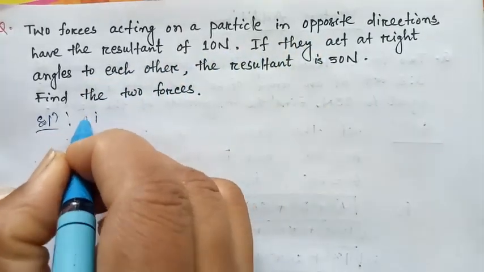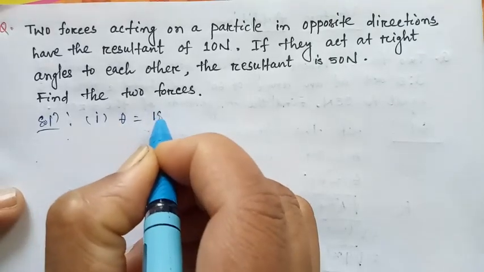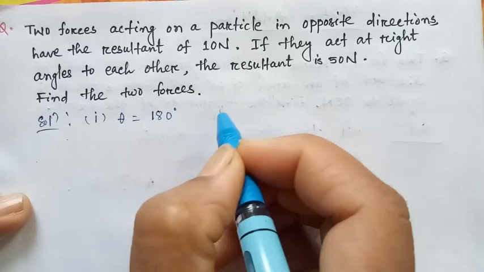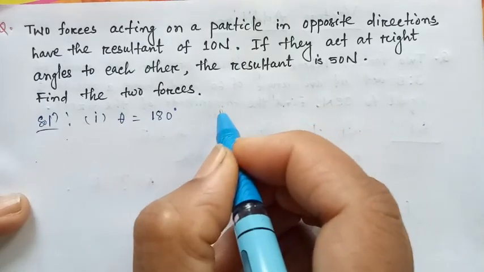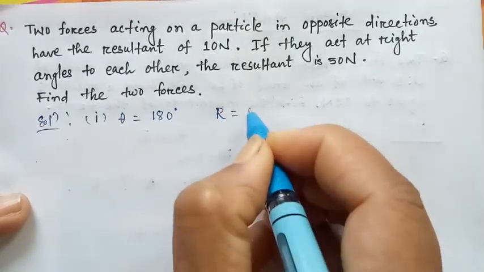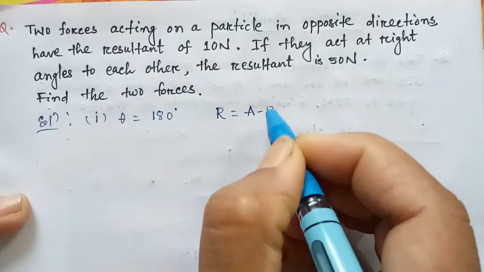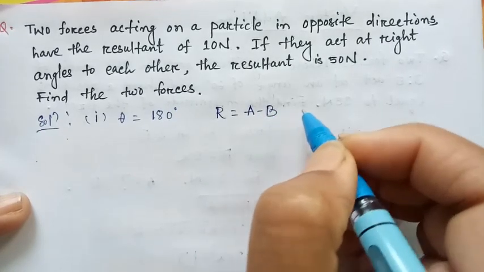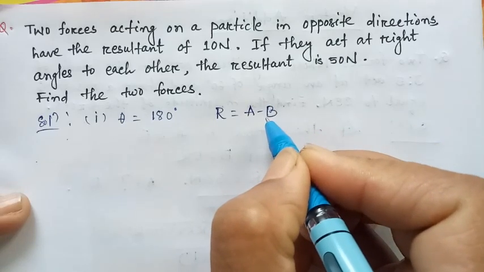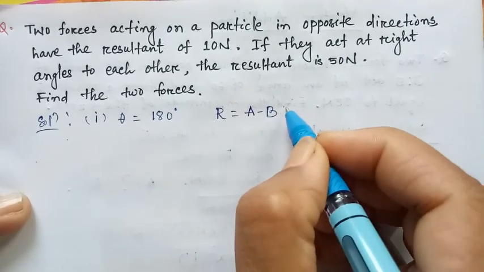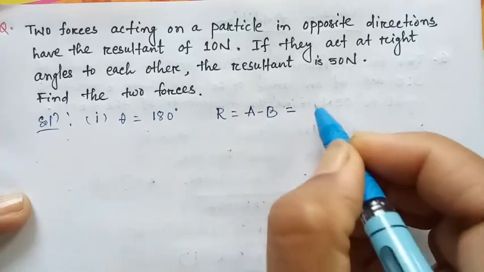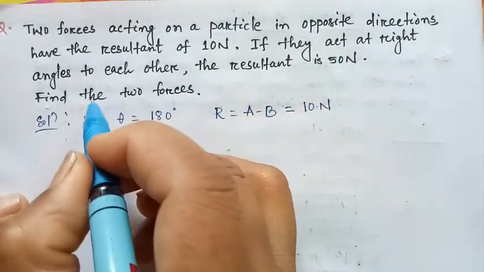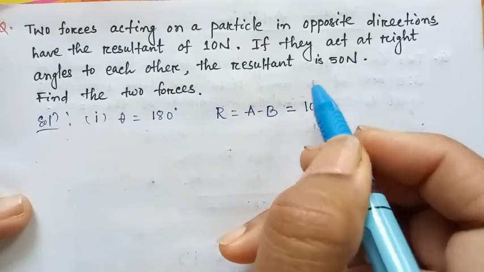That means in the first case theta is, opposite direction, that means 180 degree. So in that case resultant R is equal to A minus B. It is the special case of vector addition. You have to remember it. Okay. So A minus B is equal to 10 Newton. Again, if they act at right angles to each other, the resultant is 50 Newton.